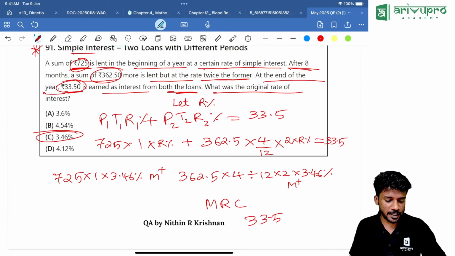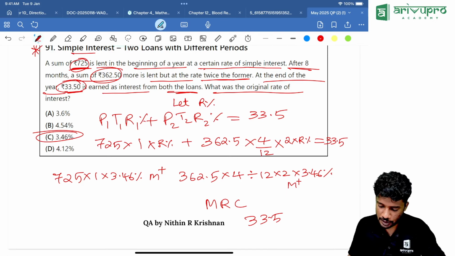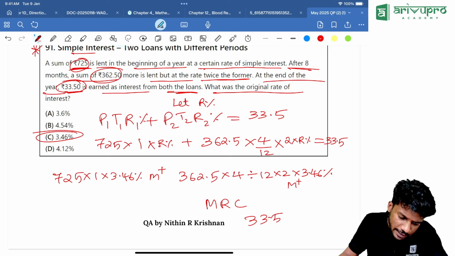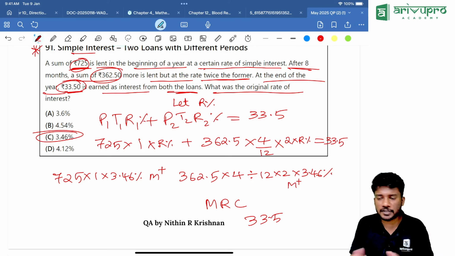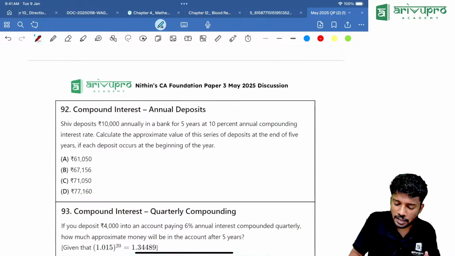Clear the memory. 725 into 3.46, then click percentage, click M plus. Then 362.5 into 4, then divide by 12, then multiply it with 2 into 3.46. Click percentage, click M plus. Finally click MRC. You are getting it as 33.44. Option C is our answer.